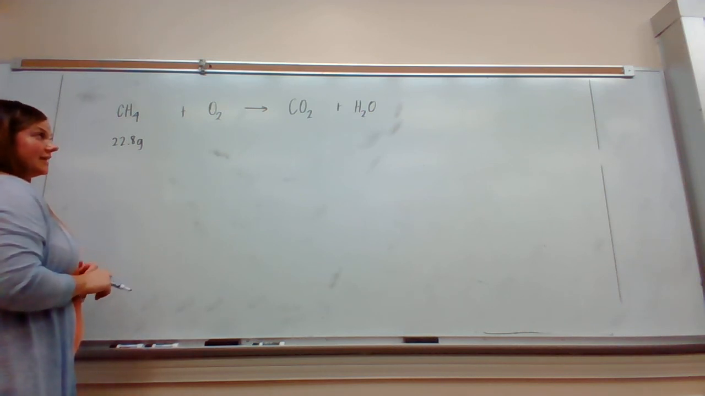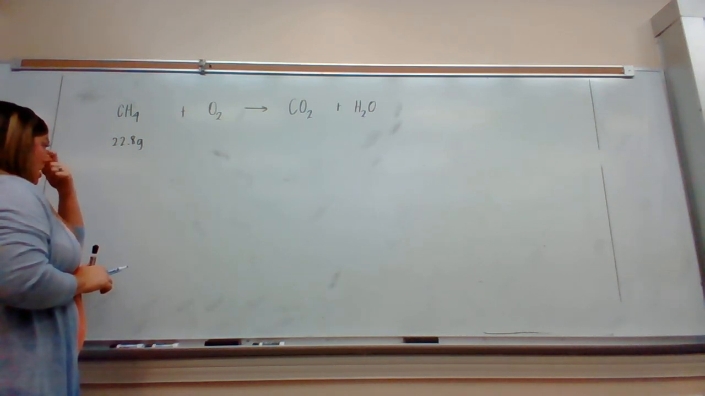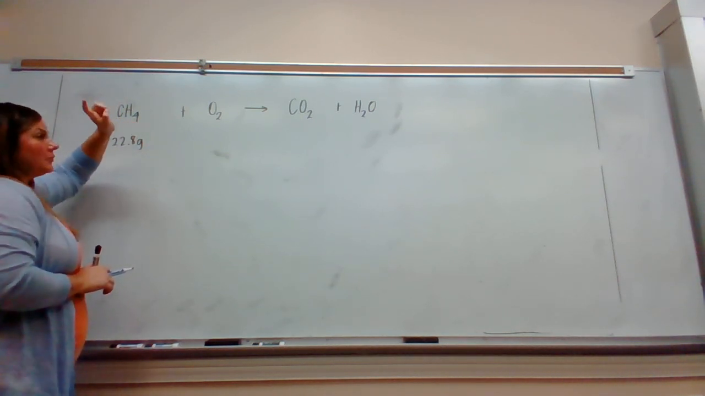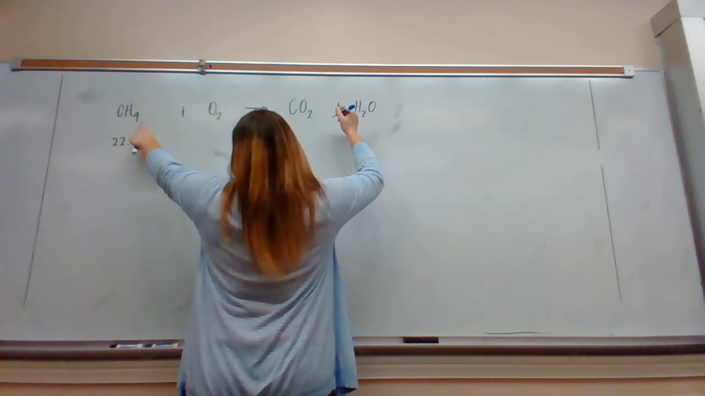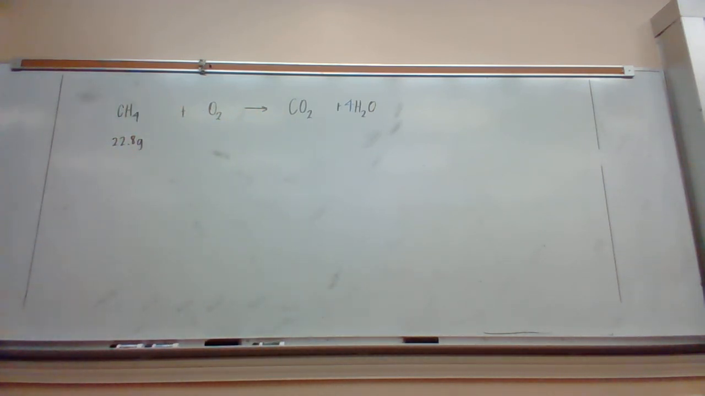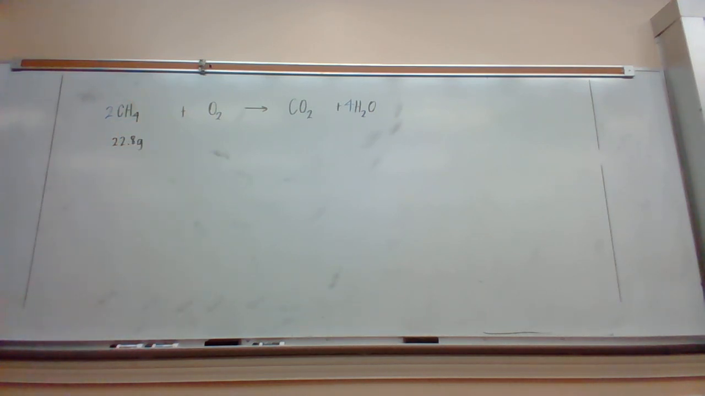Let me show you again how I balance combustion reactions. First thing I do, I take whatever subscript the hydrogen has, and I put it in front of water. So I have 4 hydrogens, I'm going to put a 4 right here. Then I come back over here and balance out my hydrogens. Every time it should be a 2 because it's always water in there. Now balance your carbon.